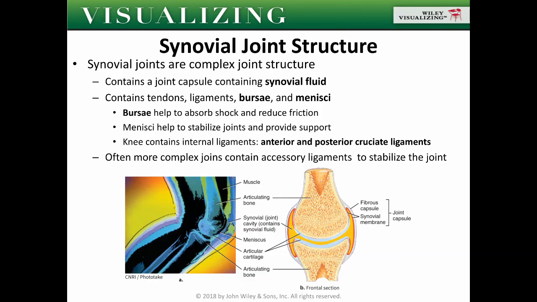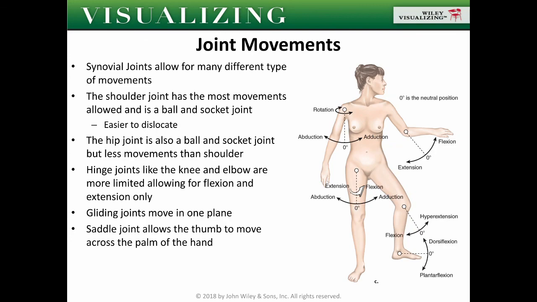So the knee contains internal ligaments, the anterior and the posterior cruciate ligaments. So the more complex joint contains other accessory ligaments to help stabilize your joint. So the ligaments connect the bones together. The tendons connect the muscle to the bone. So for the movement, the synovial joints are usually, again, a fulcrum for a lever. And it also provides lots of different structure.